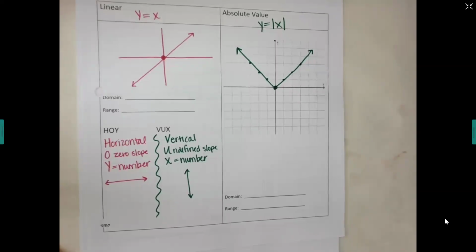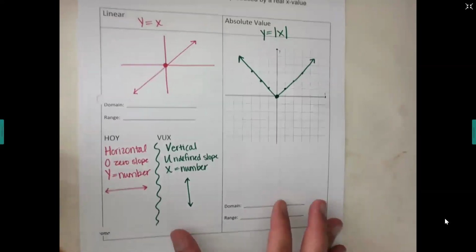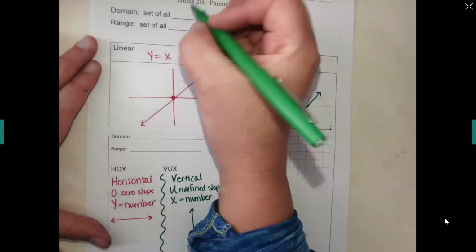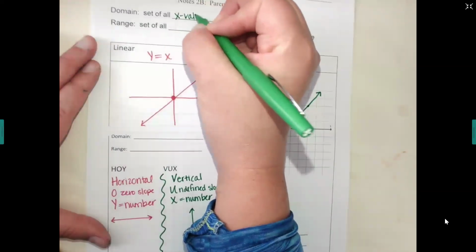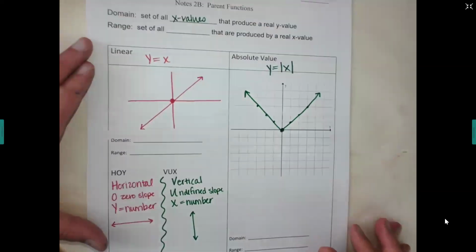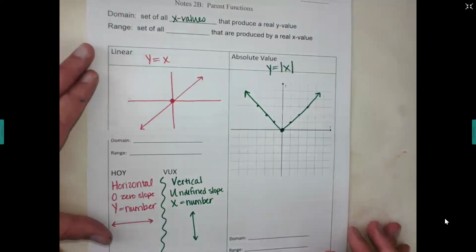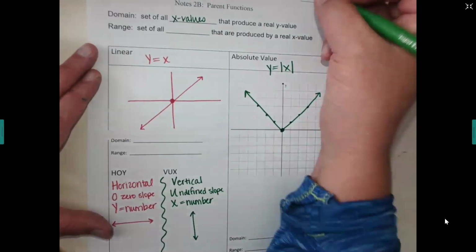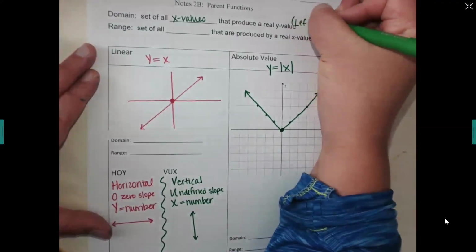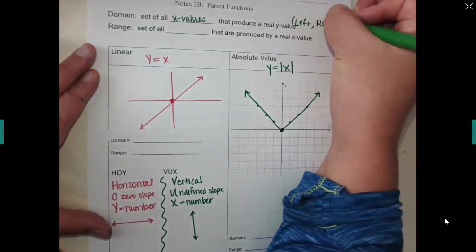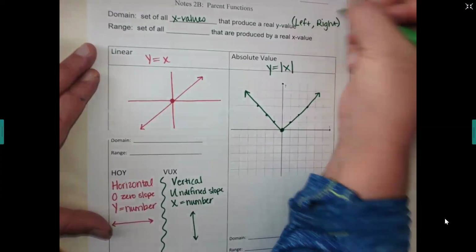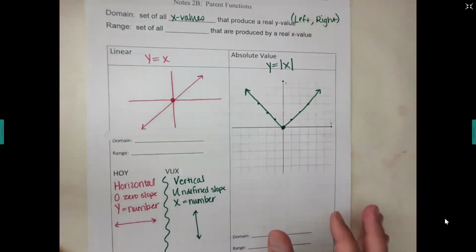Now, last time we skipped over domain and range just because we had to get through 4 families. Today we are going to cover it, but you've seen domain and range before. Domain is going to be the set of all x values that produce a real y value. For domain, you're just measuring left to right. You're looking to see how far does the graph go to the left? How far does it reach to the right?